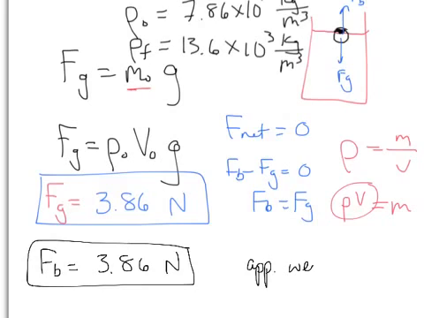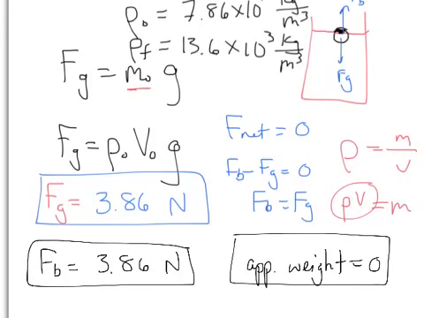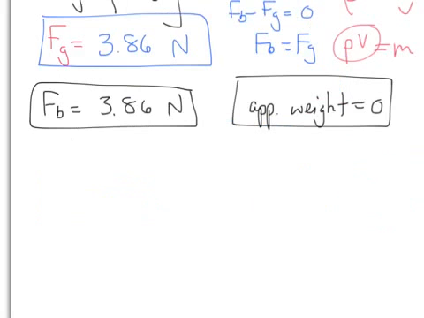The apparent weight is equal to 0 newtons. And this is always true for objects that float on the surface of a fluid. The last part asks us to see how much of the ball's volume is floating. And to do this, what we can do is really find out how much of the ball is submerged.